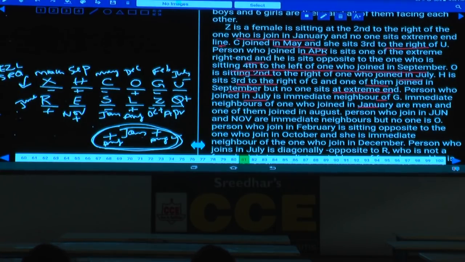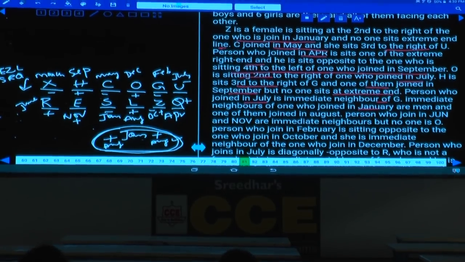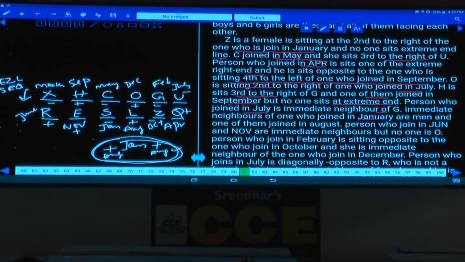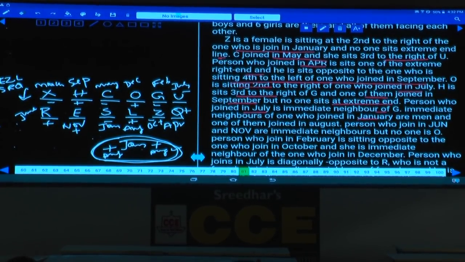X, H, C, O, G, U, March, September, May, December, Feb and July. And in the other row, R, E, S, L, Z, Q. And the months are June, November, Jan, August, October and April.